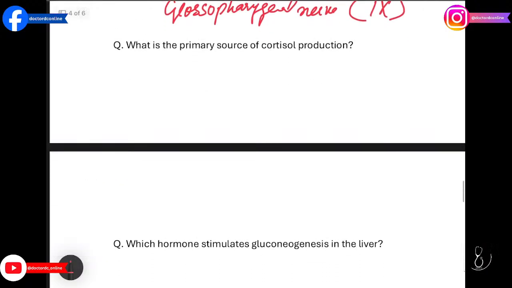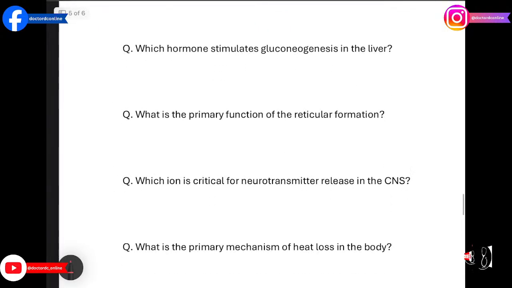The next question is what is the primary source of cortisol production, and the answer is adrenal cortex. The zona fasciculata produces cortisol, regulating stress and metabolism.